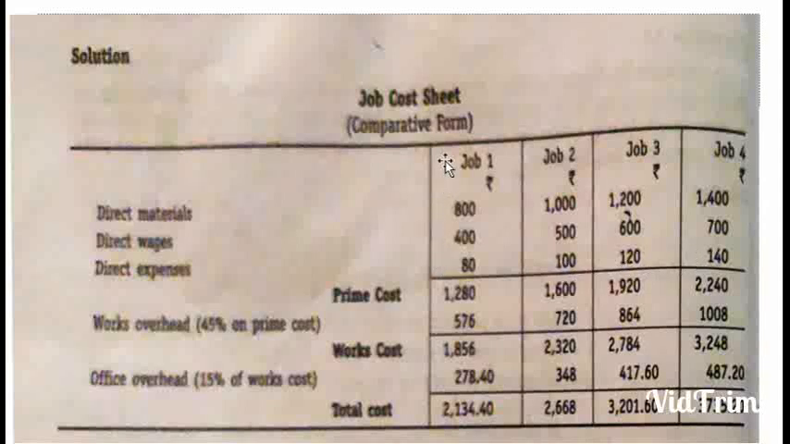So when all the direct expenses are totaled up, it will give you your prime cost. So the total of your direct material, direct wage and direct expense will give you, for job 1, a prime cost of 1280. When you add up all three, you will get 1280. For job 2, you will get 1600. For job 3, you will get 1920. For job 4, you will get 2240.